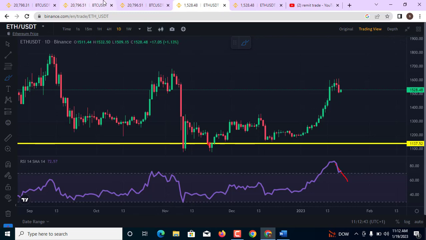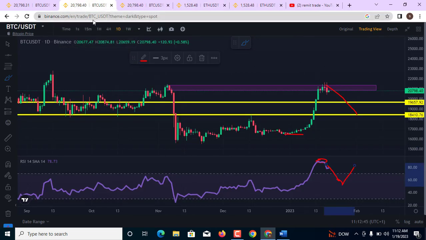So what do you think on the BTC USDT 1-day chart at this very area? Do you think this market is going to come back down, or do you think we're going to see the market move up a little bit, maybe have a spike to the upside before the main retracement to the downside? What do you think? Comment below in the comment section of this very video.